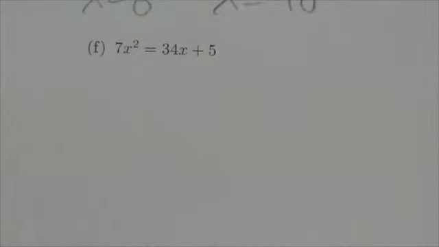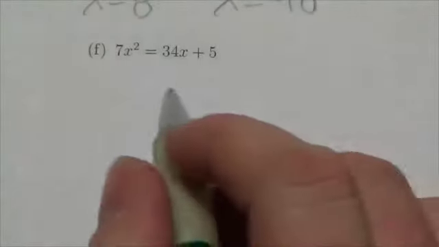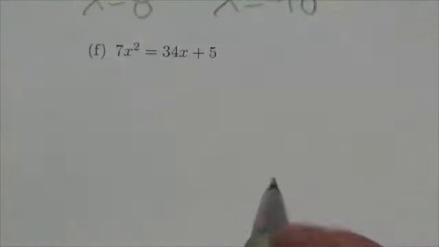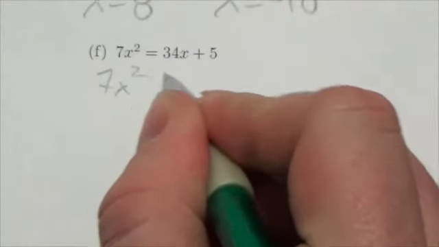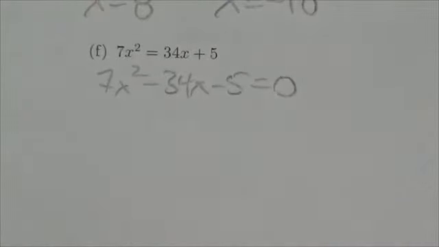Okay, 7x squared equals 34x plus 5. This is question 4F. We're going to solve this by factoring. Now, it's a quadratic, and so the very first thing that I want to do with this is bring every term over to one side and set the quadratic equal to 0.